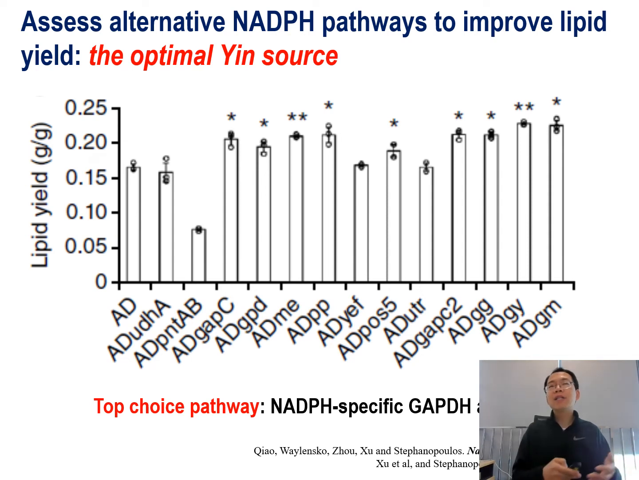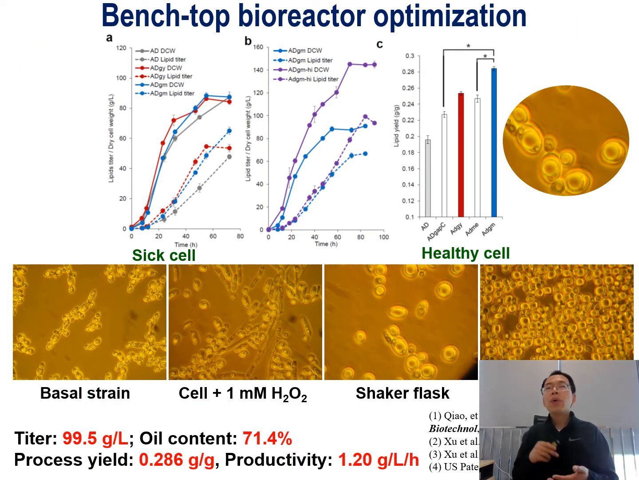We did validate and test different alternative NADPH pathways to try to improve the lipid yield. Eventually, we found the optimal one and we chose the top choice pathway. It's the NADPH specific GAPDH enzyme and the POM cycle. So it's the pyruvate, oxaloacetic acid, and malic cycle. So we grow the engineered cell in our bioreactor. We found the cell can accumulate up to 100 grams per liter of lipids, and the oil content reaches around 72%, and the process yield is 0.286 gram per gram, which is already beyond the limits of the pentose phosphate pathway, and the productivity reaches 1.2 gram per liter per hour.